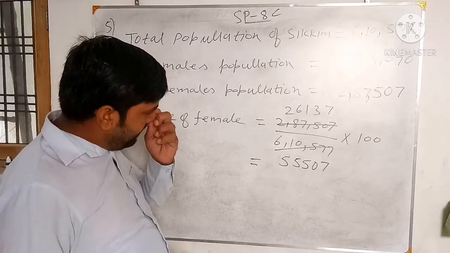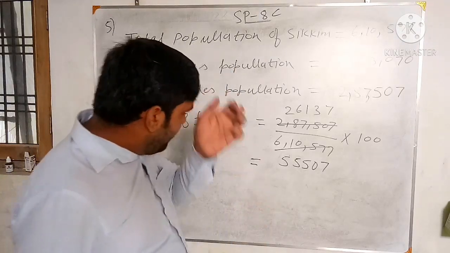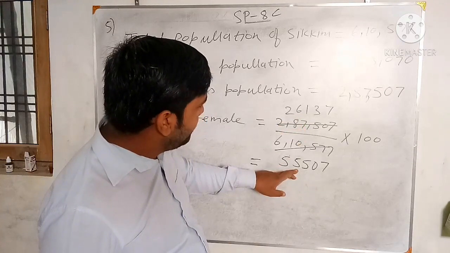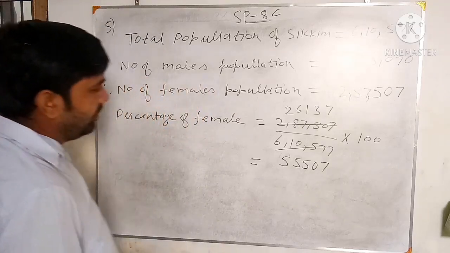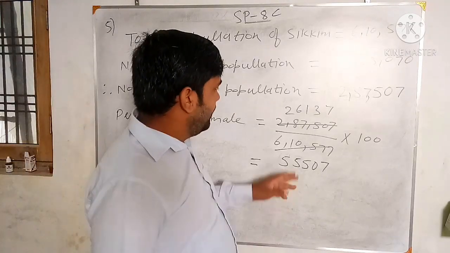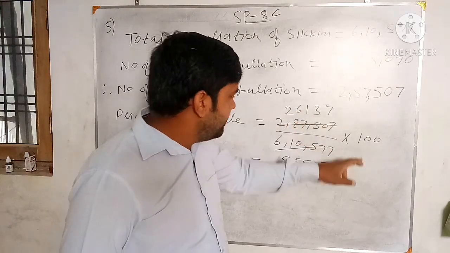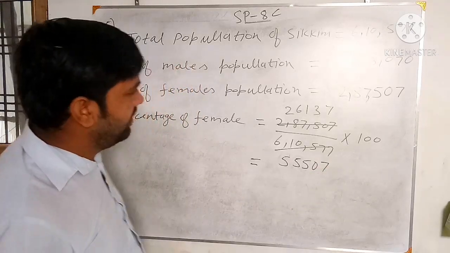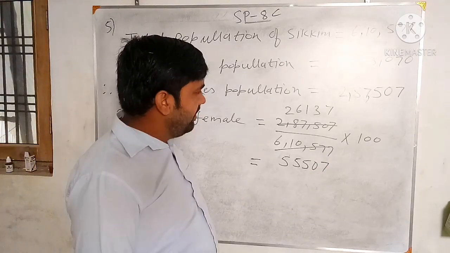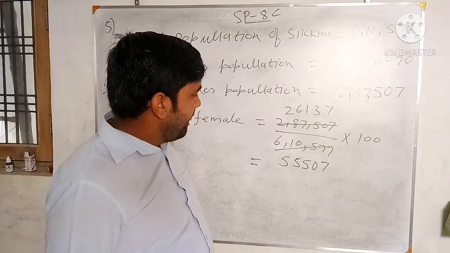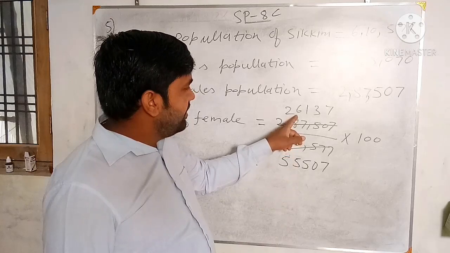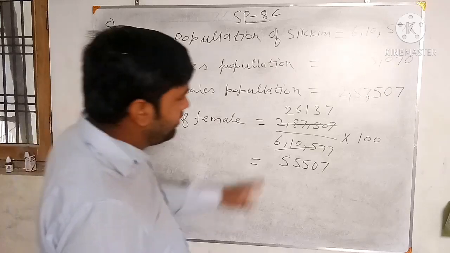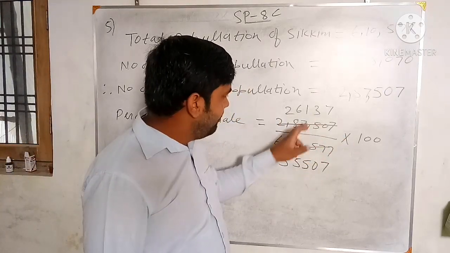Now see by which number it is divisible. Maybe it is divisible by 26,137 or 55,507 into 100. So what we will do? You can multiply this by 100 and divide this number by 55,507, then also you get the answer. To check by which number it will be divisible will take a lot of time. Maybe we can check 13 also. 13 2s are 26, so it is not divisible by 13. It is better to divide this number by this.